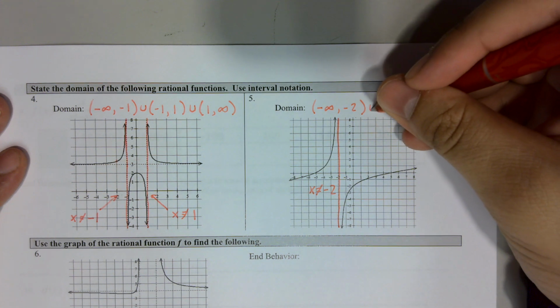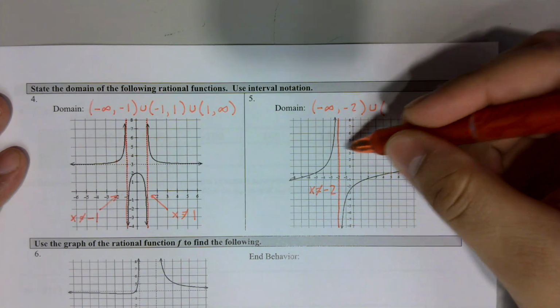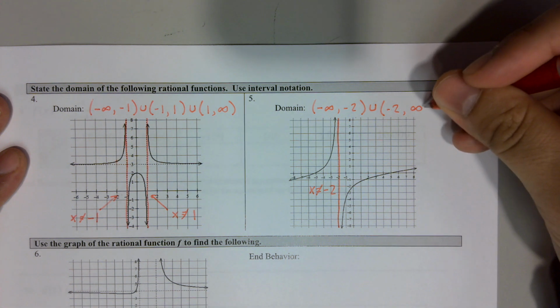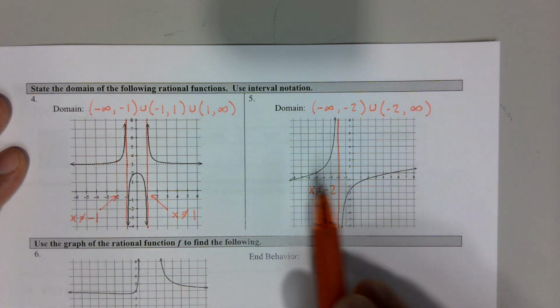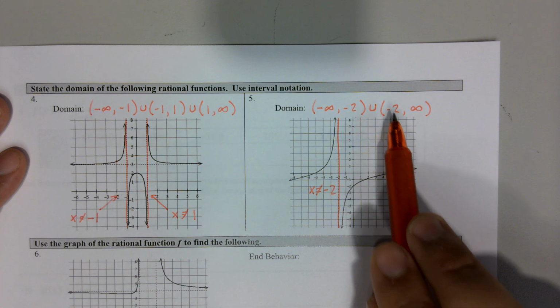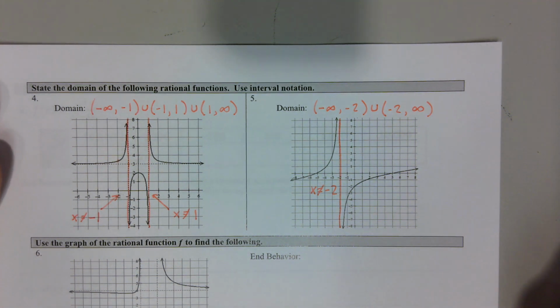And then we have to jump onto the other side of that, from the other side of -2 all the way to positive infinity. So over here was fine, and over here was fine. We just have to skip over that -2, and that's why we use this notation here. And so this is our domain for number 5.